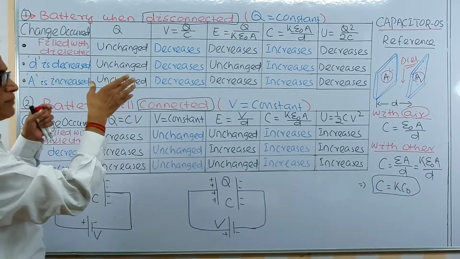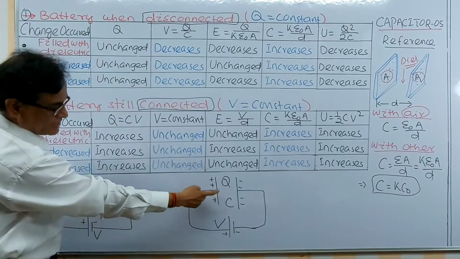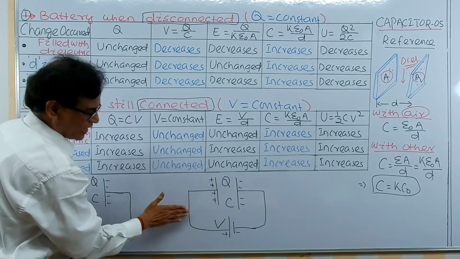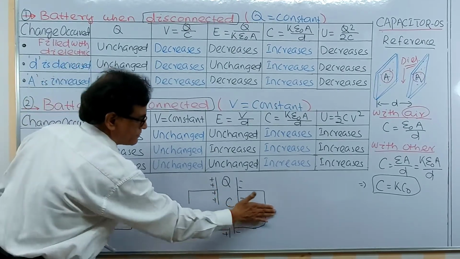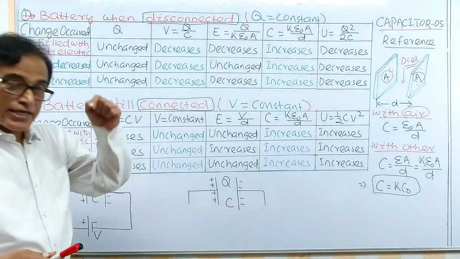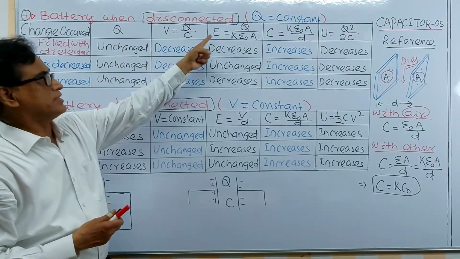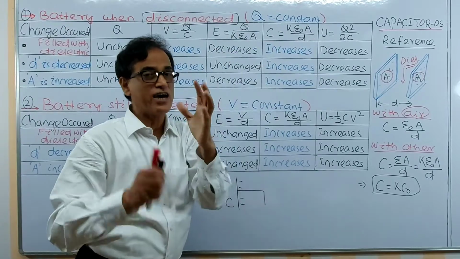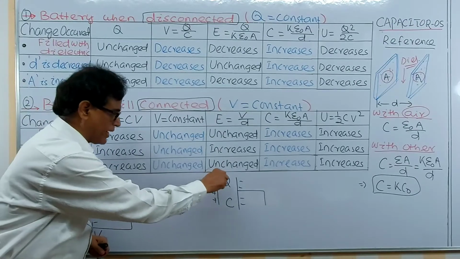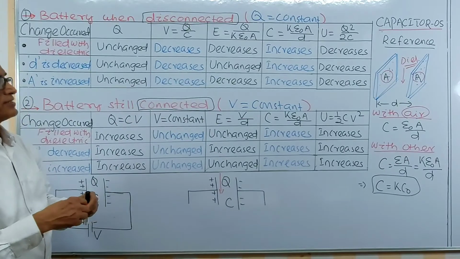Now what is the representation diagrammatically, you see? When the battery is disconnected, see this is the capacitor. Capacitor is charged by means of the battery. After charging is over, this is disconnected, so this is taken out. Now in this case, we will consider what happens to charge, voltage, electric field, capacitance and energy stored across the capacitor when a dielectric is introduced between the plates of the capacitor. The distance decreases, the plate area increases.